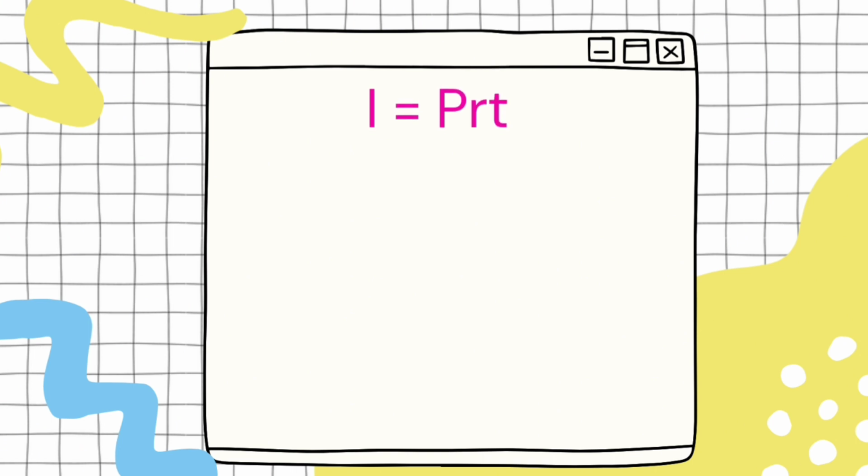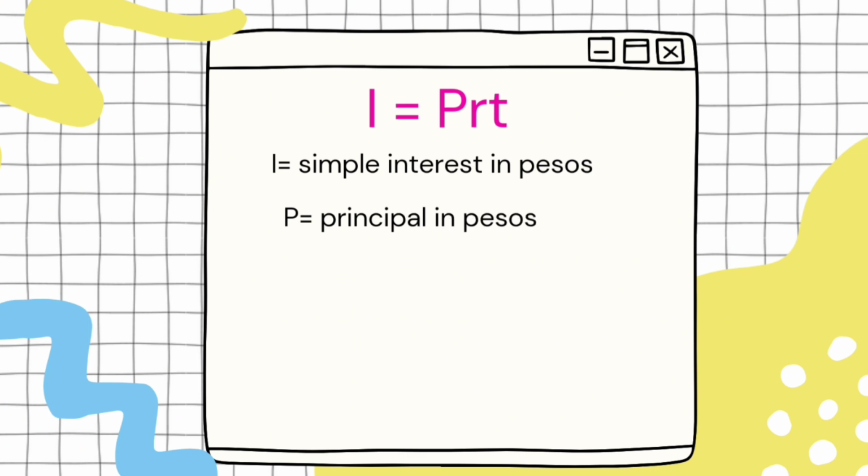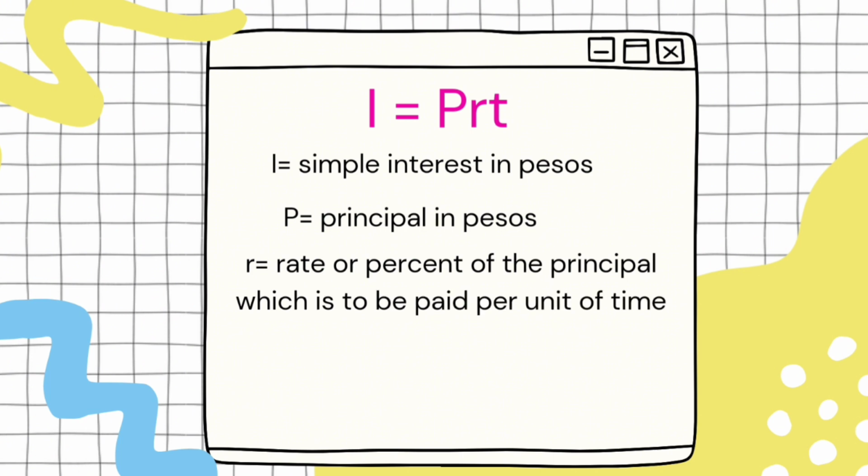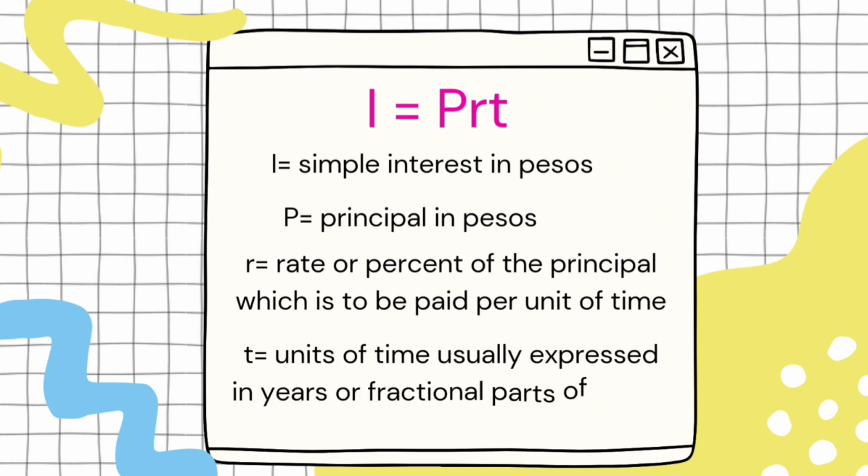I is equals to P R T, where I is the simple interest in pesos, P is the principal in pesos, and usually is the amount that was initially borrowed from the bank or invested. R is the rate or percent of the principal which is to be paid per unit of time. The rate of interest can be 3%, 4%, or 10%, etc. T is the units of time usually expressed in years or fractional parts of a year.